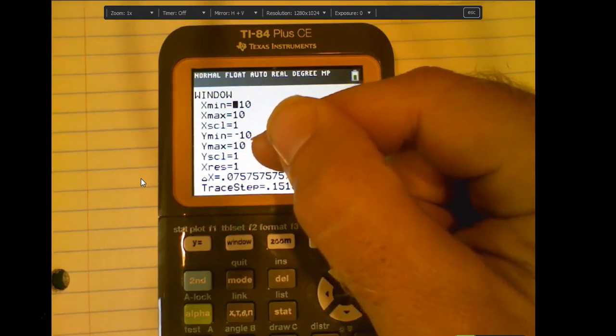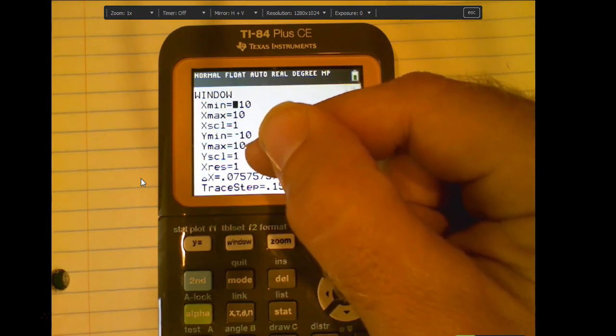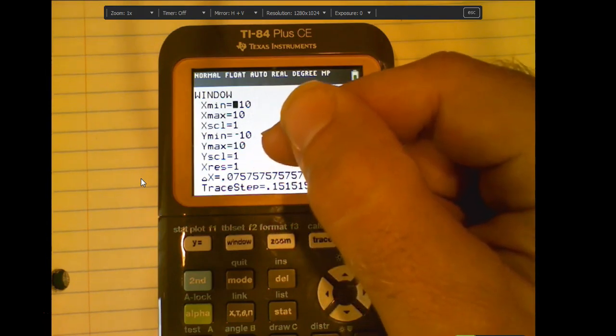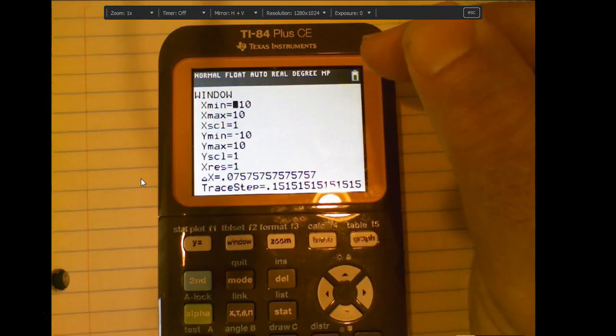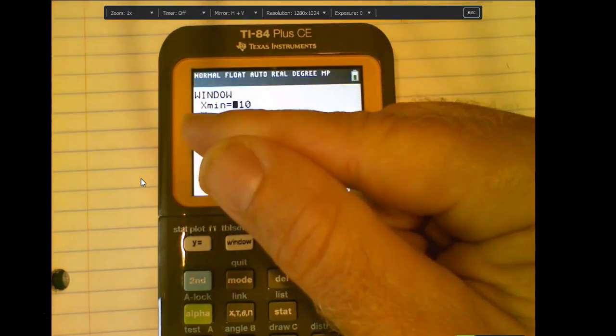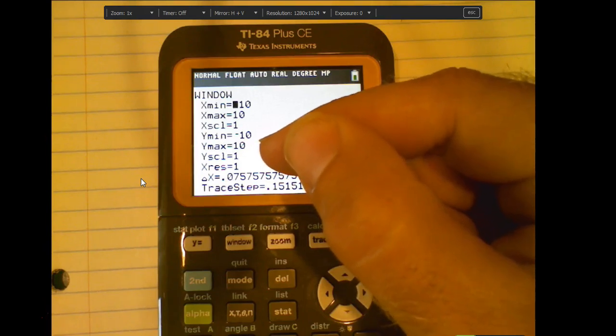And so the lowest I'm seeing on the grid is negative 10, and the highest I'm seeing on the grid is positive 10. So if I ever needed to see more, like if my graph is way up here or way down here or way to the left, these are the settings that I can adjust to see more of my graph.